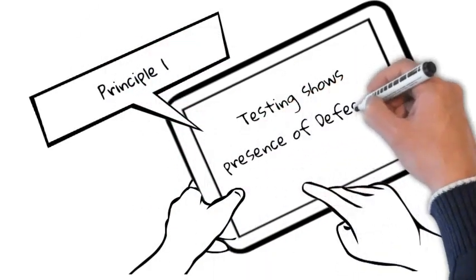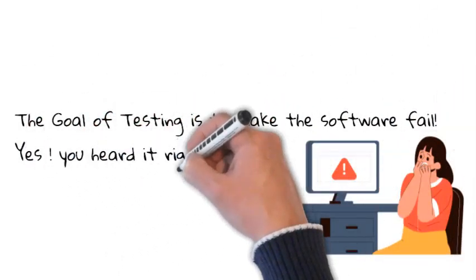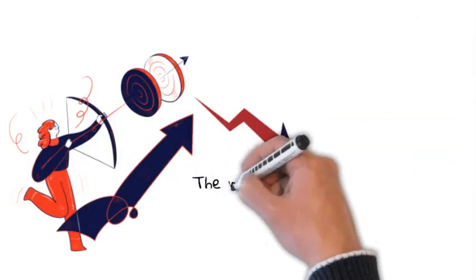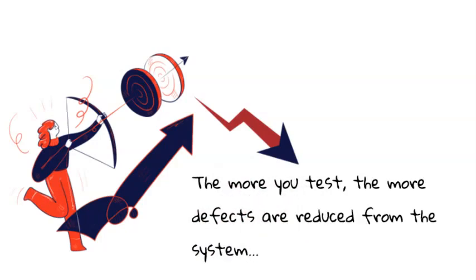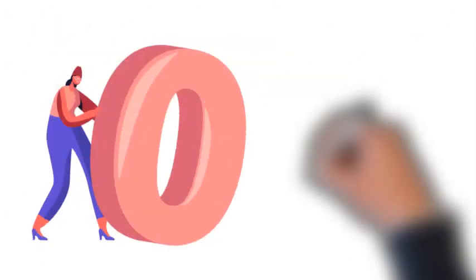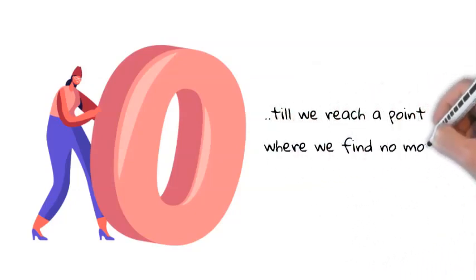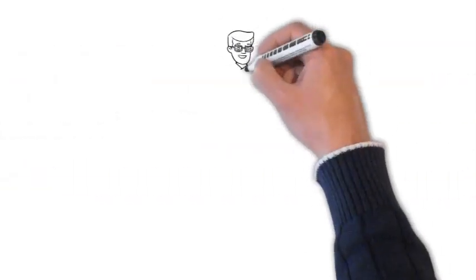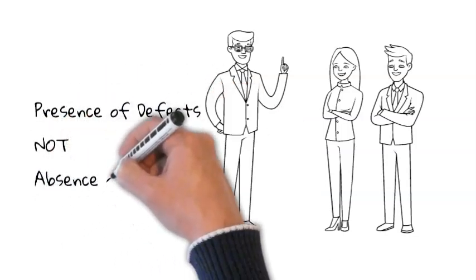Testing shows presence of defects. The goal of testing is to make the software fail. Yes, you heard it right. The more you test, the more you find the defects and thus can reduce the same, till we reach a point where we find no more defects or defects that are not very fatal. Thus, the focus is on the presence of defects rather than on the absence of defects.